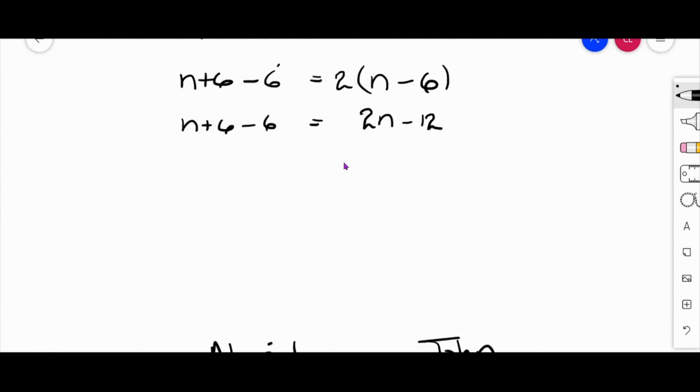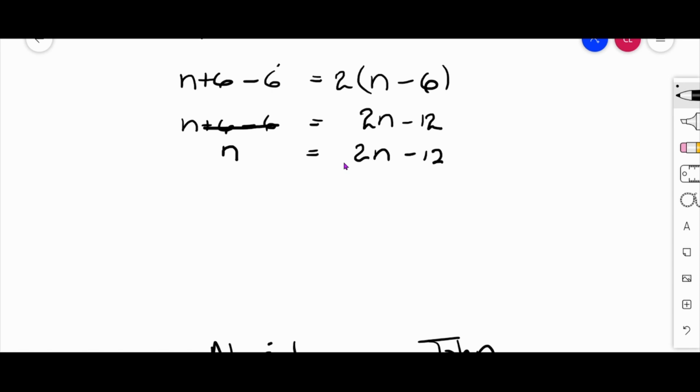All right, so let's go a little further. Let's see how we can work on this side. Plus 6 means I have 6 things, and minus 6 means that I need to give away 6 things. So if I have 6 and I give away 6, then I will have none left. So these two will cancel each other. I'll be left with n on this side, and this will be 2n minus 12.